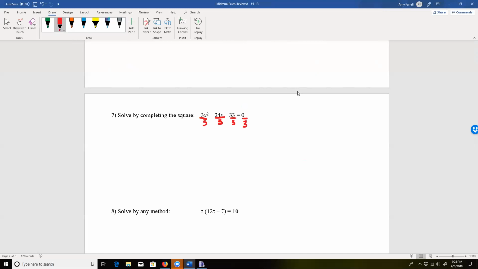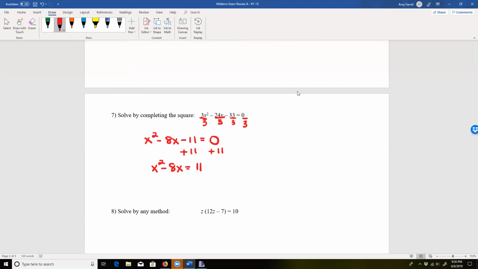So I'm going to divide both sides of the equation by 3 to get x squared minus 8x minus 11 equals 0. The next thing we do is we do move the constant over to the right-hand side. So I now have x squared minus 8x equals 11. Now we're ready to complete the square. Completing the square is going to create a perfect square trinomial on the left-hand side.